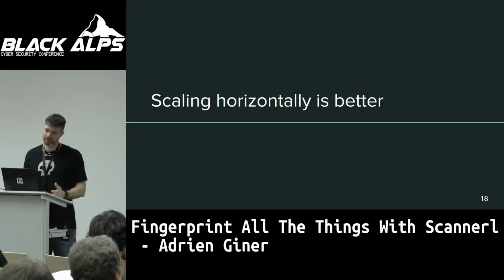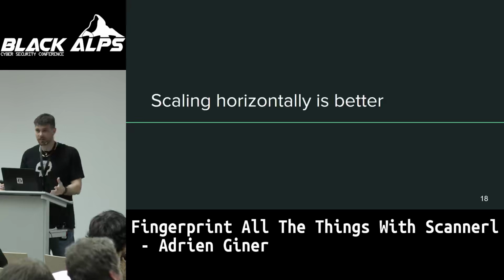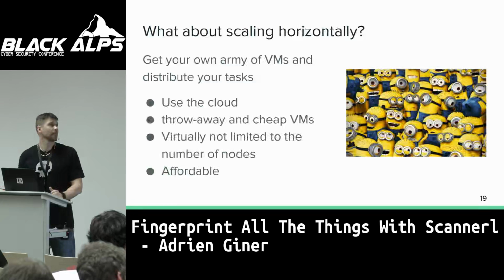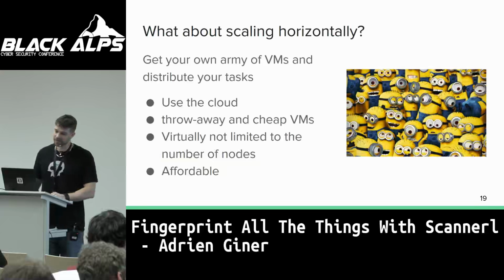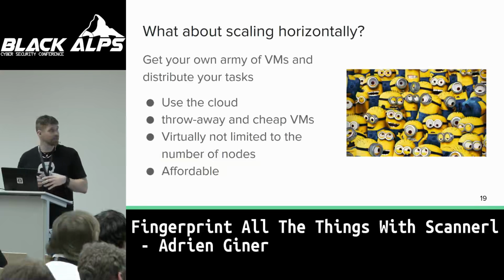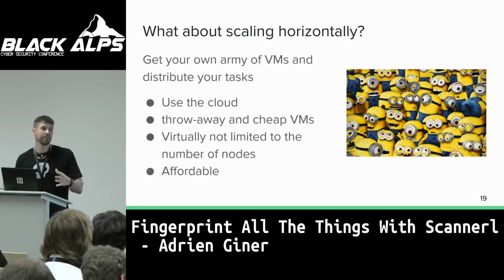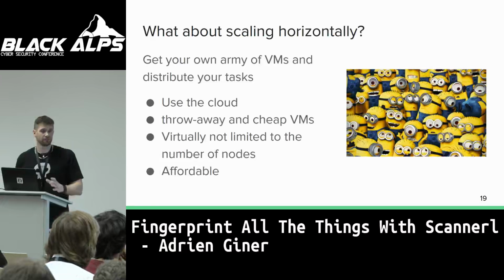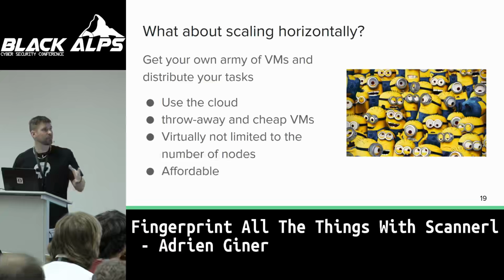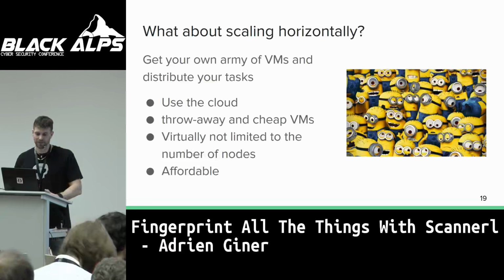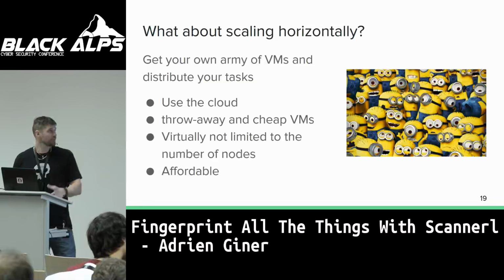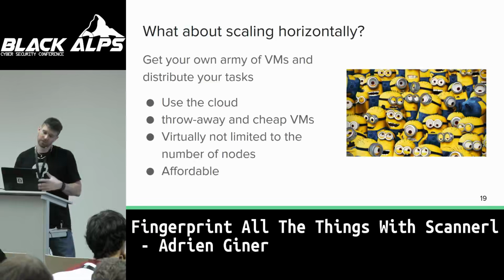So now, why is scaling horizontally a better solution? By scaling horizontally, this means simply getting your own army of minions and distributing all your little tasks to them, so that all those little minions will process your task. This uses the cloud, and it's nowadays pretty cheap to have VMs, so this looks like a pretty good idea.